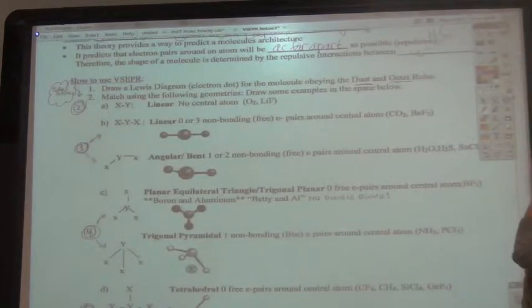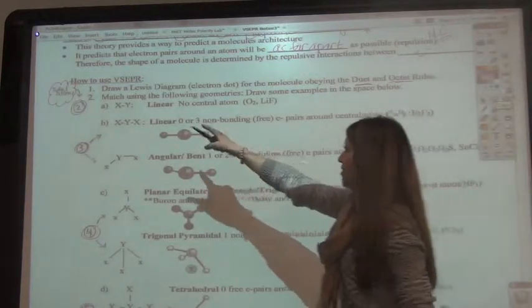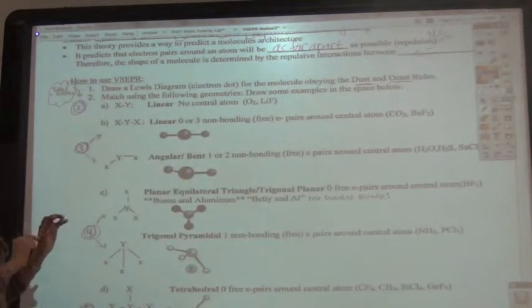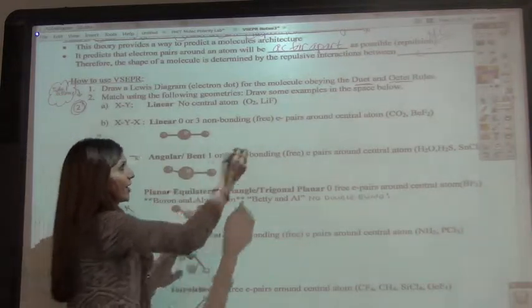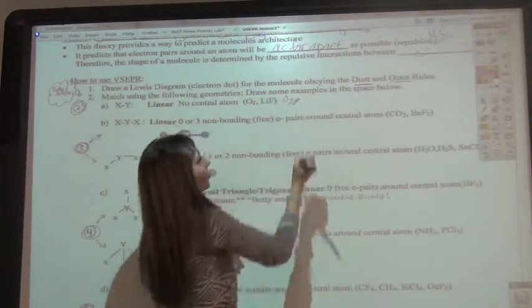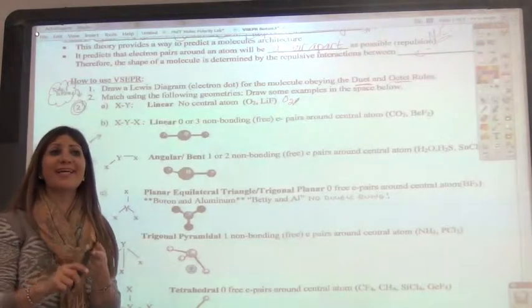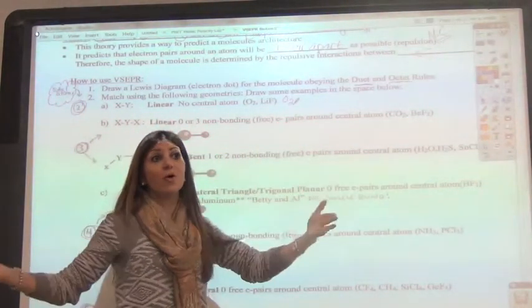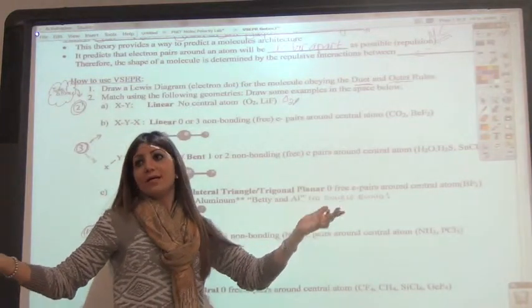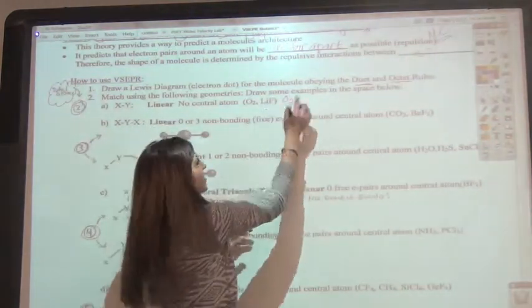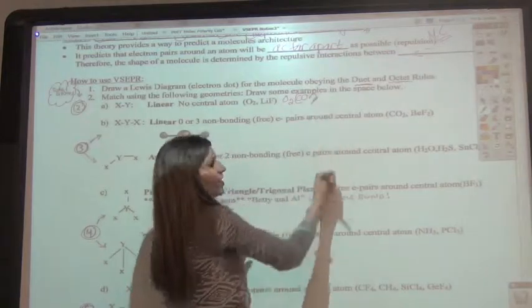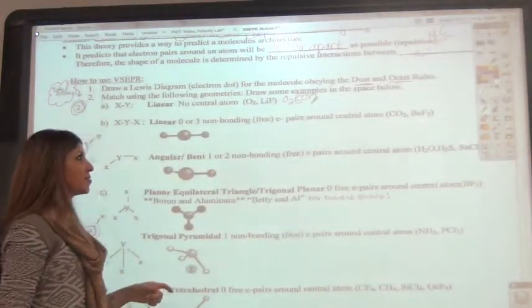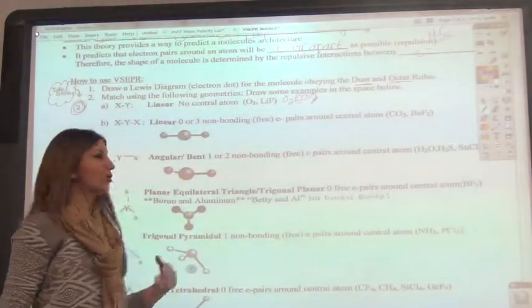So let's come back up to the top here. If it's linear, and there's no central atom, we're going to draw O2, okay? And so O2, we're going to first figure out, is it ionic or is it covalent? Well, it's obviously what type of molecule. They're equal, so we call those nonpolars. So this is covalent, and we really don't care if it's polar or nonpolar at this point. We just want to know if it's ionic or covalent.